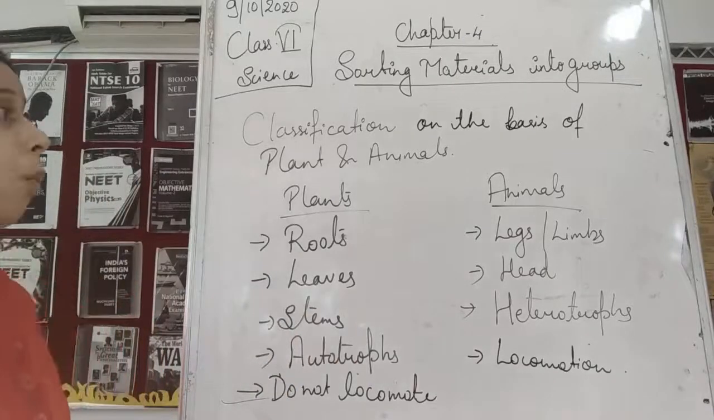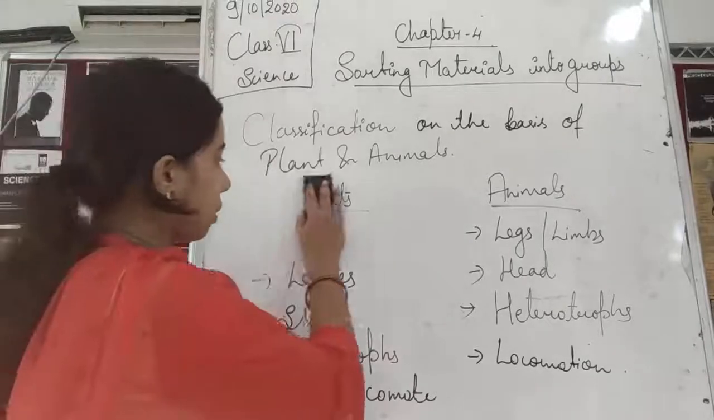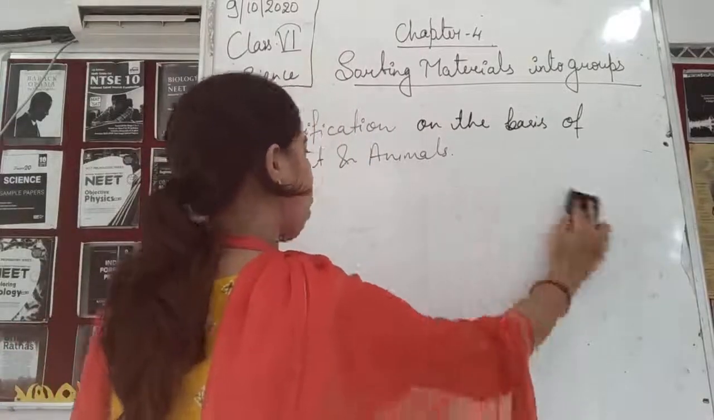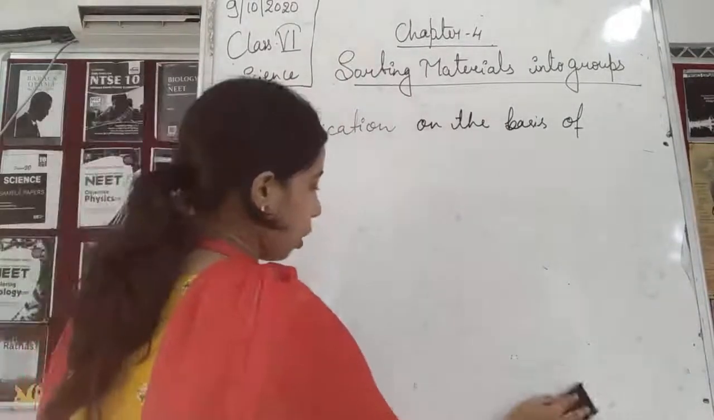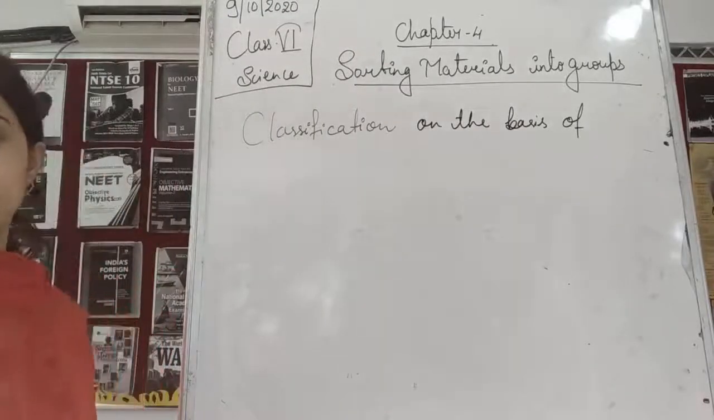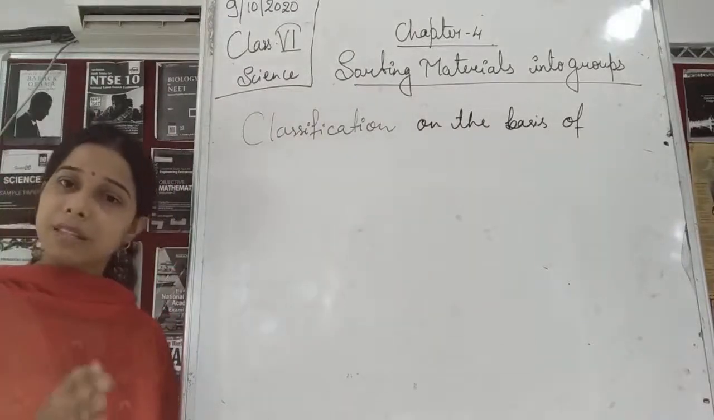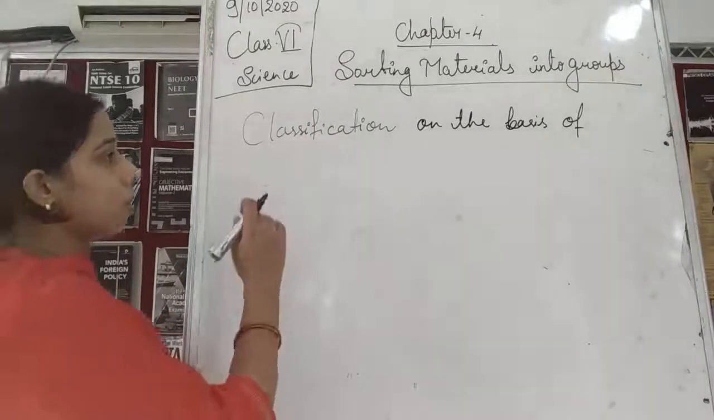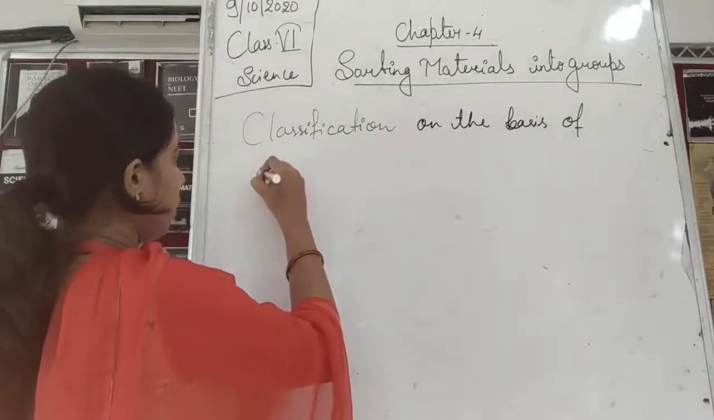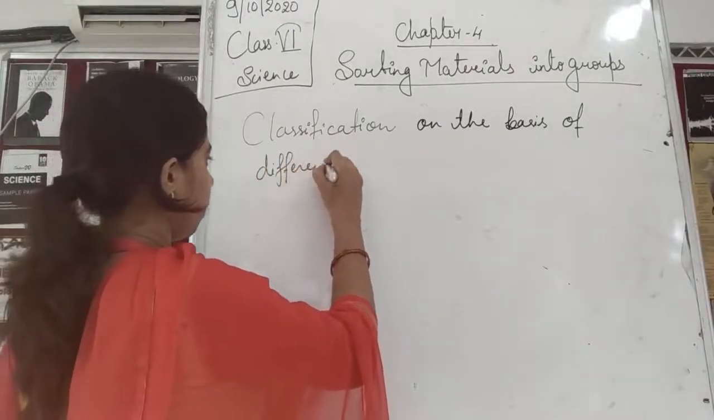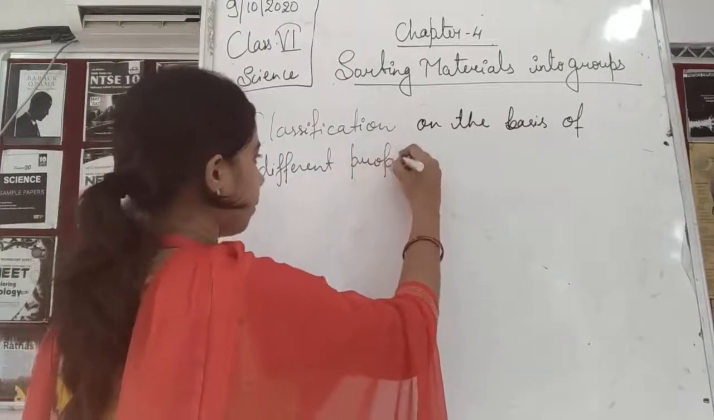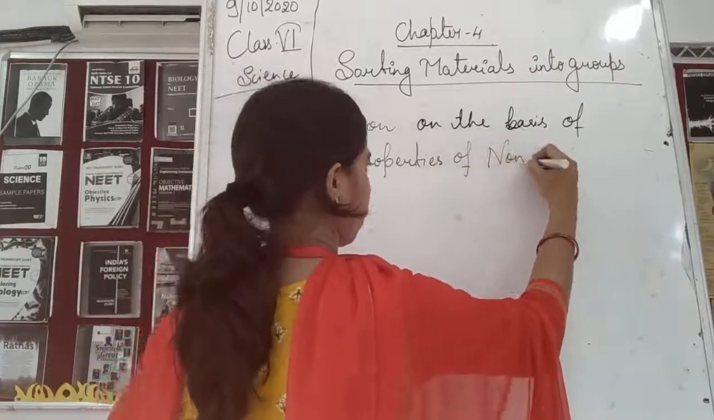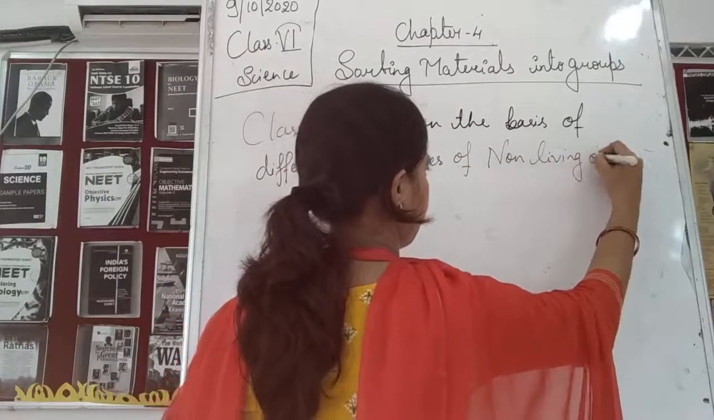Okay. Now what about the non-living organisms, students? So this is about the classification of living organisms. Now if we talk about non-living organisms, there are a lot of them, and they differ from each other in various aspects. Classification on the basis of the different properties of non-living objects.